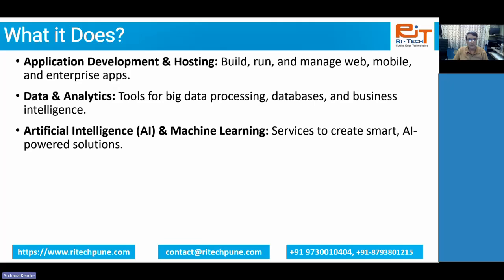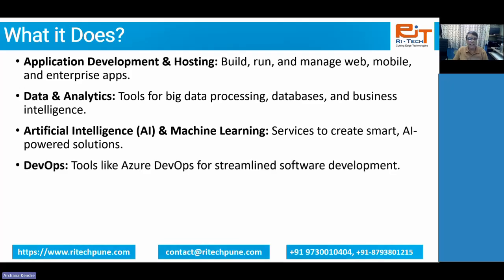I had already told you Microsoft has been working on this ML and AI for the last 5, 6 years, and now we have ML.NET and Azure AI. They are very popular tools, using which we can create smart AI-powered solutions. Now DevOps: tools like Azure DevOps for streamlined software development. It helps you create a CI/CD pipeline, continuous integration and continuous deployment pipeline, so that you can automate building, testing, and deploying the application using Azure DevOps.